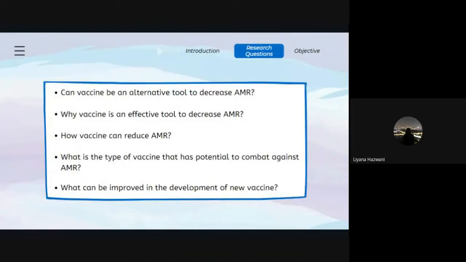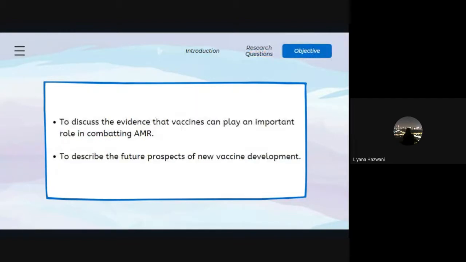These are the research questions of this review. Can vaccine be an alternative tool to decrease AMR? Why is vaccine an effective tool to decrease AMR? How can vaccine reduce AMR? What is the type of vaccine that has potential to combat AMR? And what can be improved in the development of new vaccines? All of these questions will be answered in this presentation. The objectives of this review are to discuss the evidence that vaccine can play an important role in combating AMR and to describe the future prospects of new vaccine development.